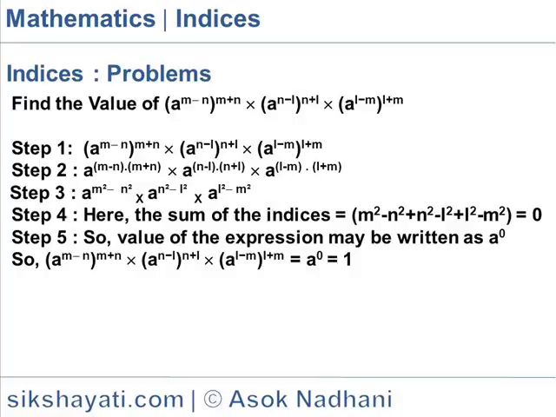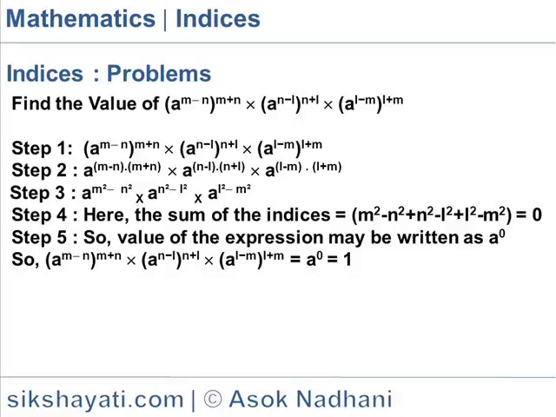So in the next step, step 2, you multiply the indices. So you get a to the power m minus n into m plus n. The second part gives you a to the power n minus l into n plus l. In the third part you get a to the power l minus m into l plus m. So you know m minus n into m plus n is m square minus n square. Similarly, n minus l into n plus l is n square minus l square, and l minus m into l plus m is l square minus m square.